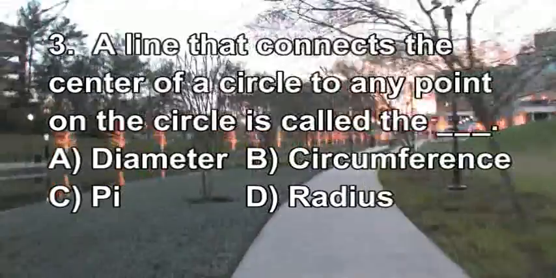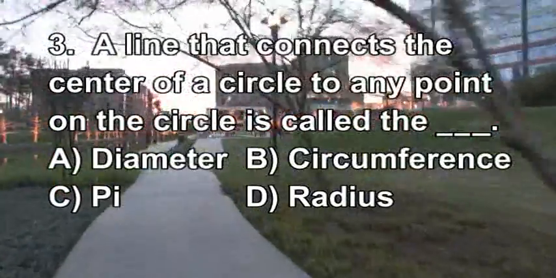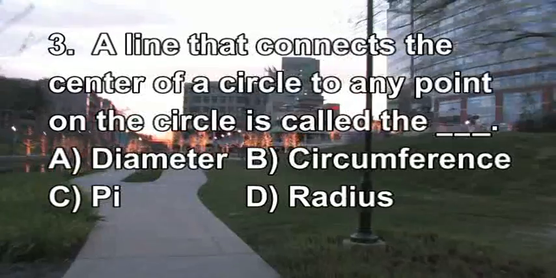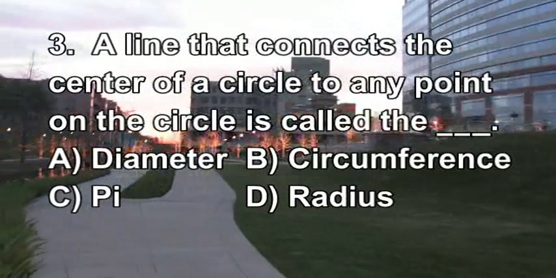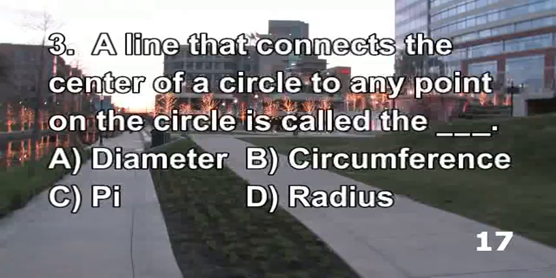Question 3. A line that connects the center of a circle to any point on the circle is called the A, diameter, B, circumference, C, pi, or D, radius.